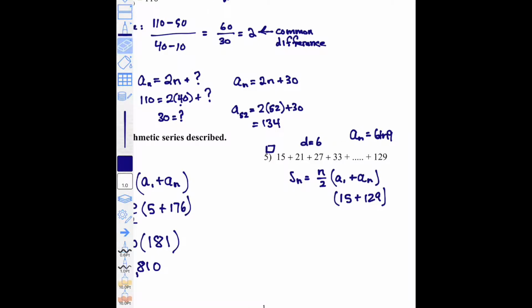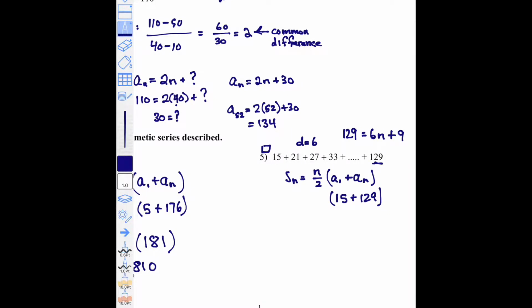If I plug in 129 for a sub n, because that's this last term right here, then I could solve for n. If I subtract 9, I get 120 equals 6n. And then divide by 6, I get n equals 20. So there's 20 terms here.